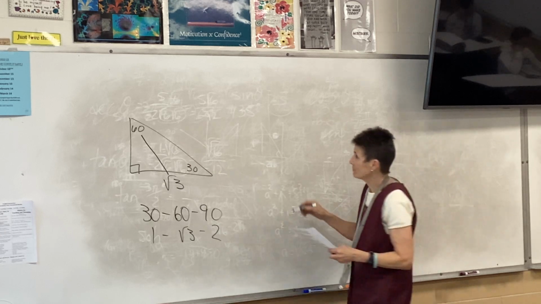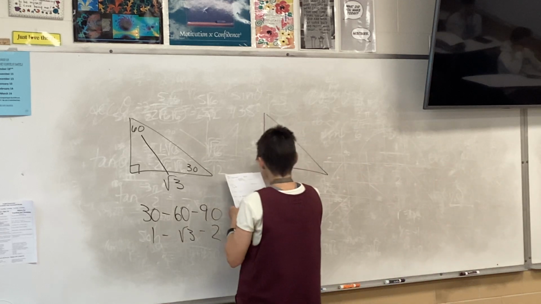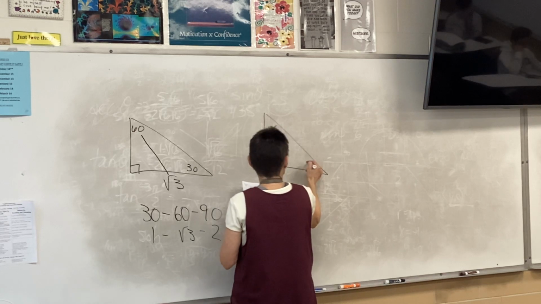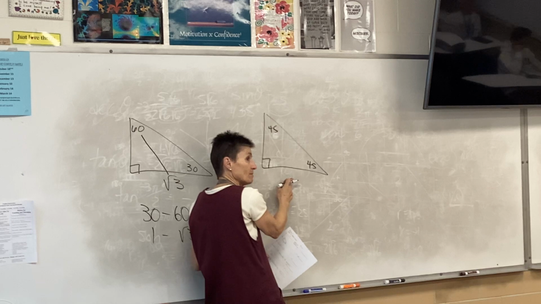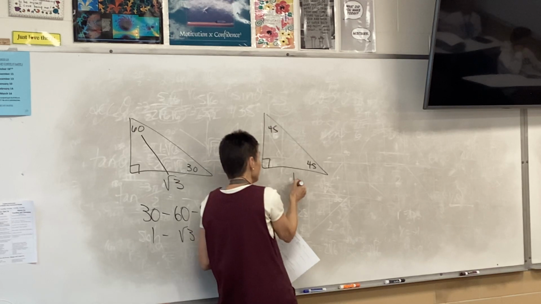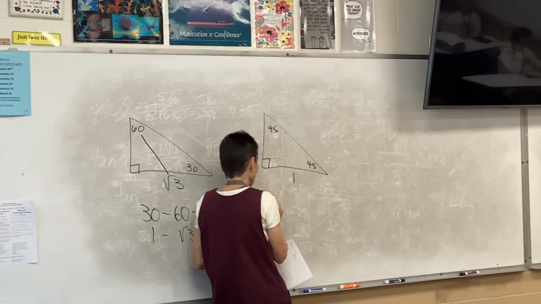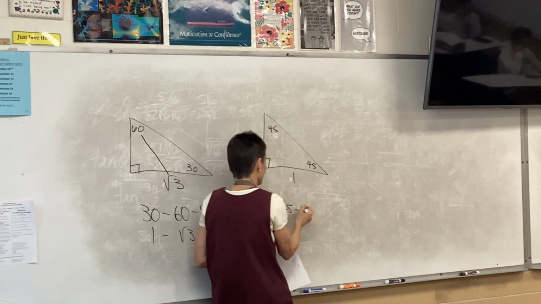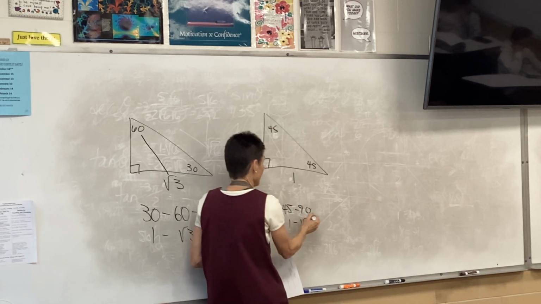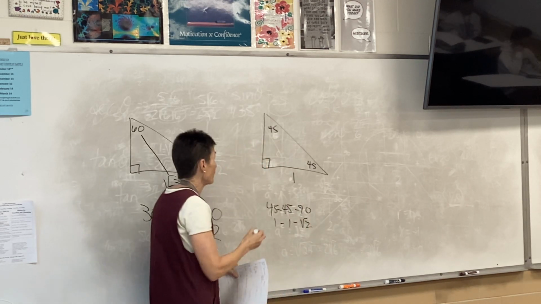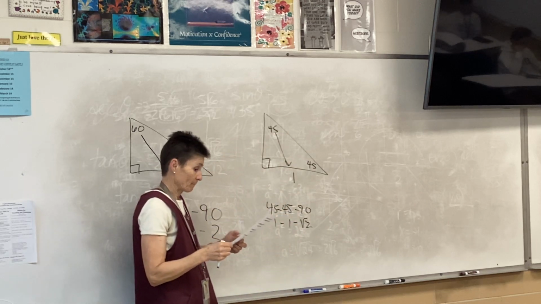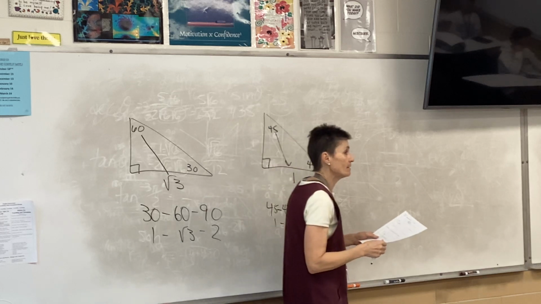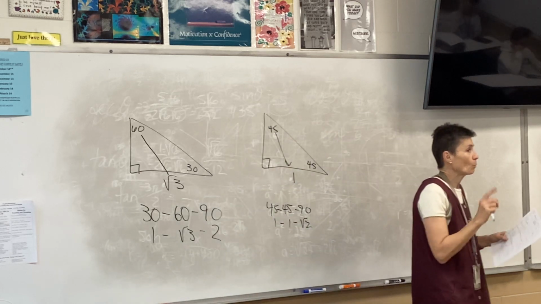All right, now you have your 45, 45, 90. Which side is this one right here? I mean, what's the length of this side right here? 1. In a 45, 45, 90, the sides are 1, 1, and root 2. So if you're across from a 45, you are 1. COT is the abbreviation for what function?